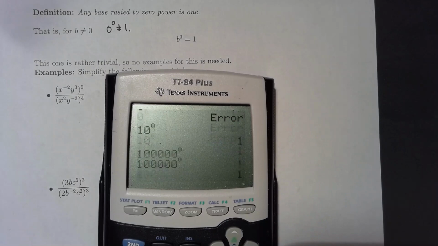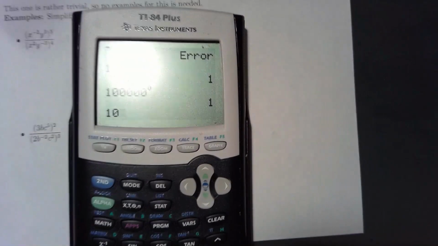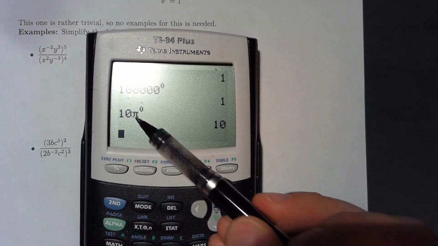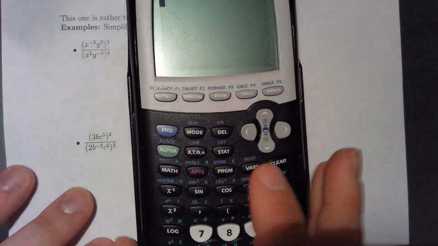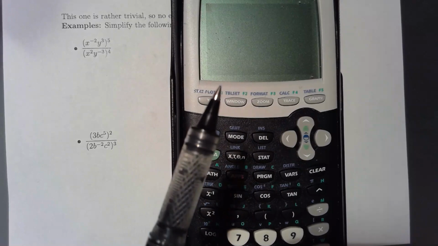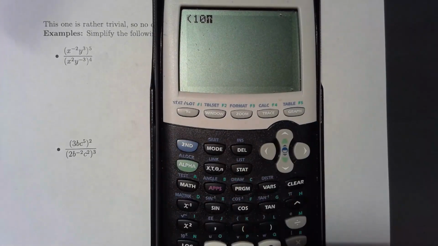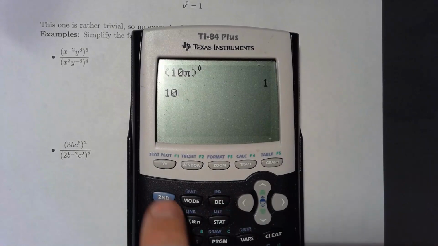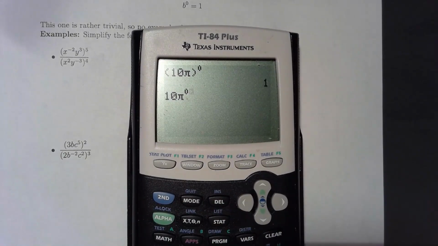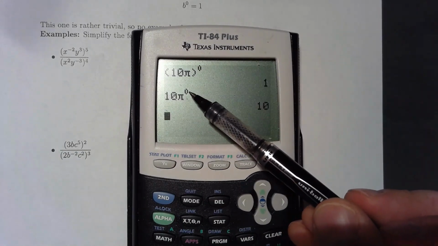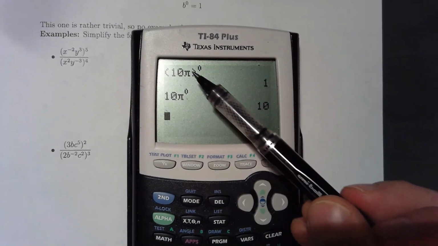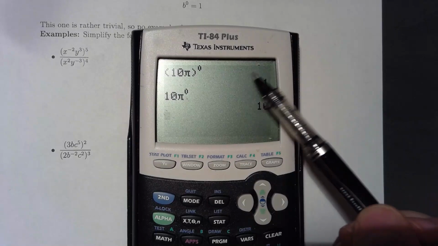100,000 to the 0 power, 1. If I had 10 pi to the 0 power, well, that's 10, maybe I should have written that a little differently. Let me put parentheses, because what I did there is I didn't emphasize my base. That's the mistake I made. If I put parentheses around 10 pi and raise that to the 0 power, it's 1. When I just put 10 pi, I got 10, because pi to the 0 power is 1, and 1 times 10 is 10. But here, everything is the base. That's what the parentheses mean. So that means it's 1. That's why you have to clearly define your base.